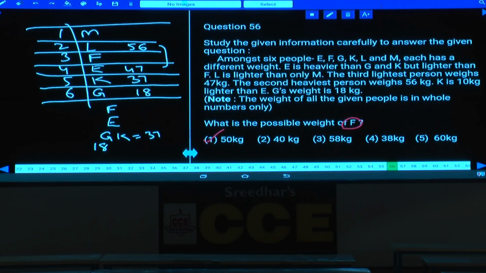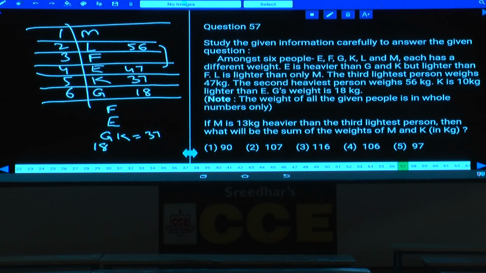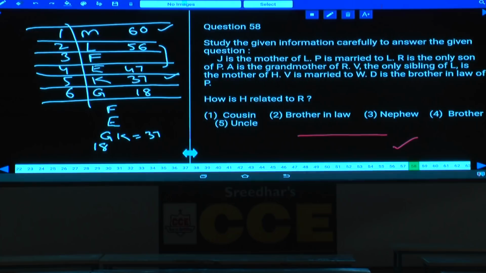Then question number 57. If M is 13 kgs heavier than the third lightest person, who is the third lightest person here? E. M is 13 kgs heavier, 47 plus 13 is 60. Hence M will be 60 kgs weight. Then what will be the sum of the weights of M and K? 60 plus 37. The sum of these two is 97, choice 5. Question number 57, choice 5 is the answer.